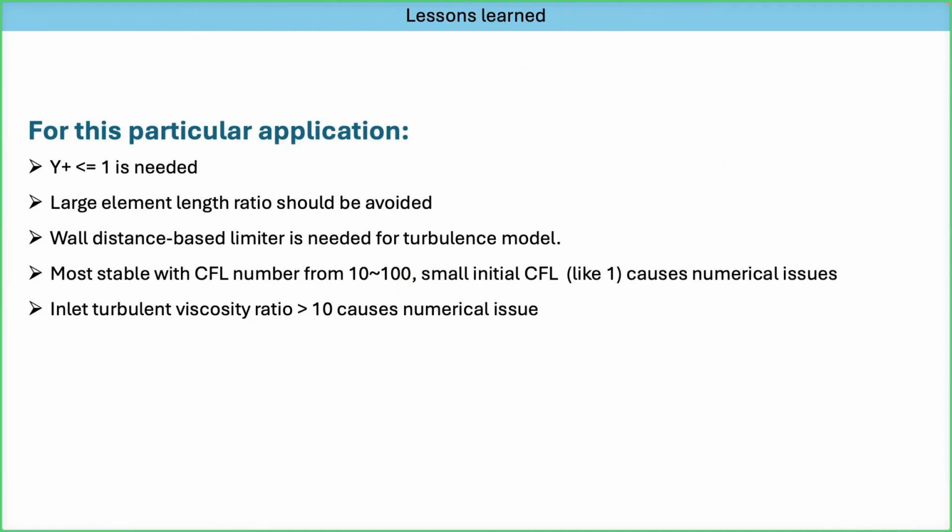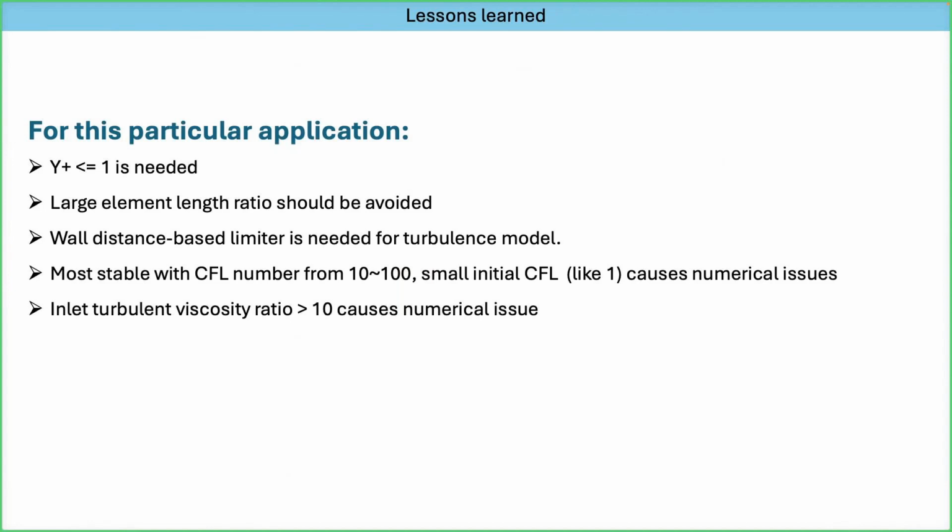We also found that, in implementing the turbulence correction, the wall distance limiter is a progressive version of the patch limiter.